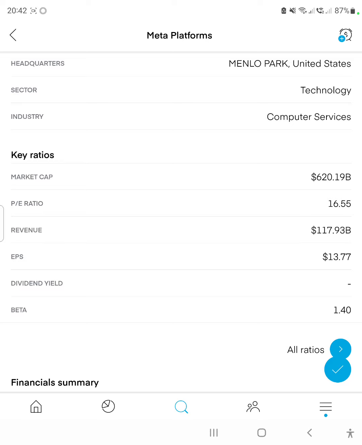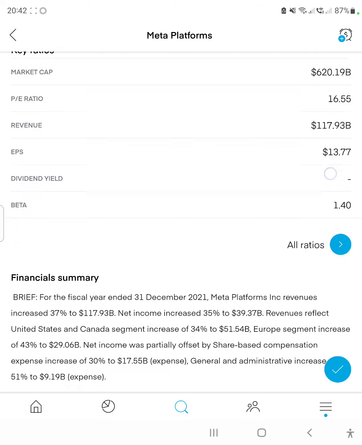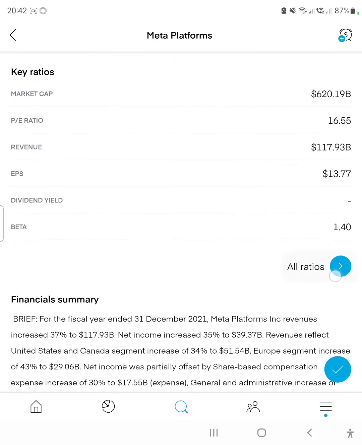If you haven't seen my previous videos, I talk a lot about this financial analysis, reading financial statements, what the different financial statements are, etc. So I'm just going to quickly scan this. The market cap is very, very large. We like big companies because they're less likely to fail.